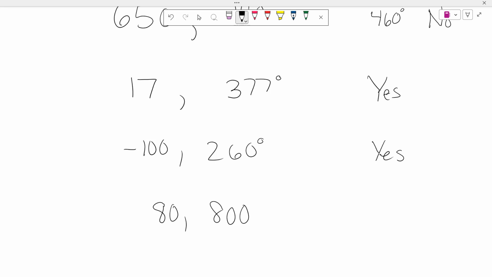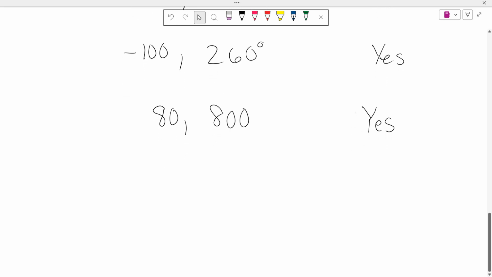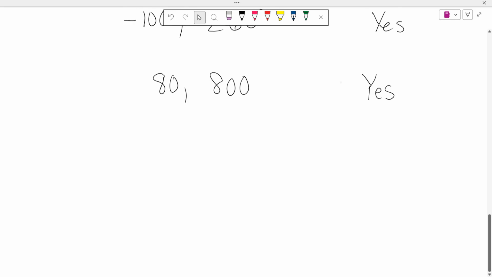80 and 800, coterminal, yes or no? I got a yes from up in front somewhere. Any no's out there? I don't hear any no's. Are they 360 apart? No. But they're a multiple of 360 apart because they're 720 apart. And 720 is a multiple of 360. So, coterminal angles are 360 apart or a multiple of 360 apart.